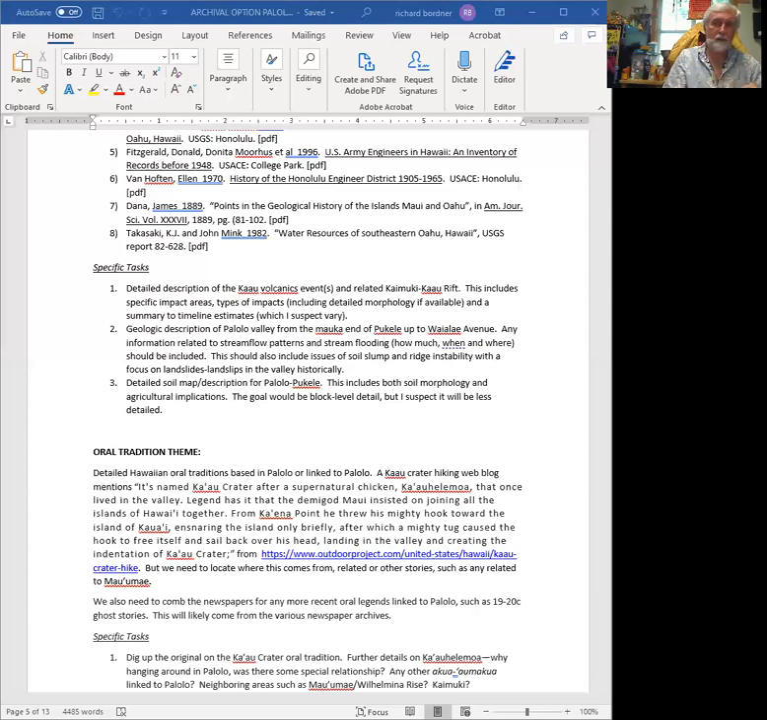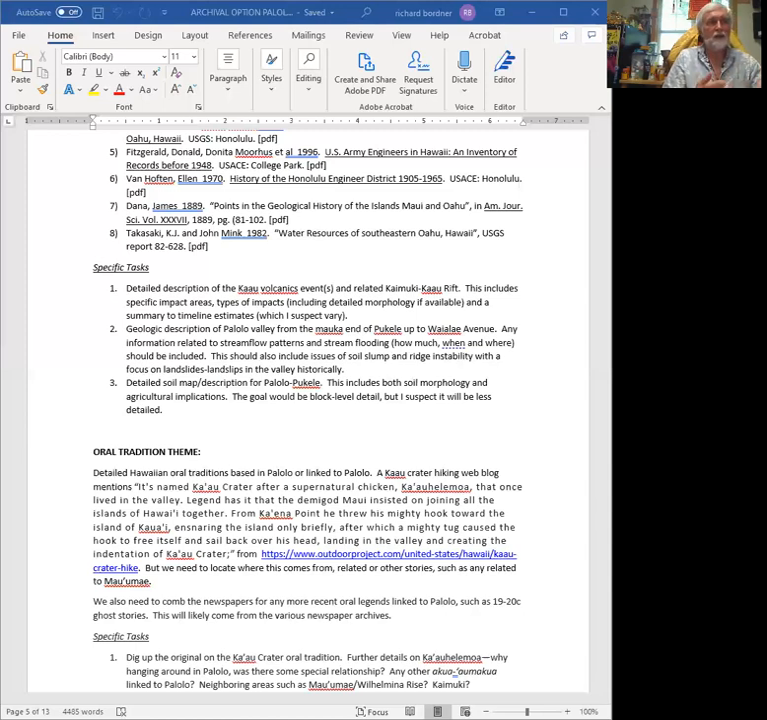This is the detailed soil morphology. I know these maps exist, though they're usually at a fairly large scale, but there should be more detailed ones. What type of soils do we actually have in Palolo? How do these vary from one area to the next? Again, if we could get block level detail, but what we need to know here is both for now, but also in the past.